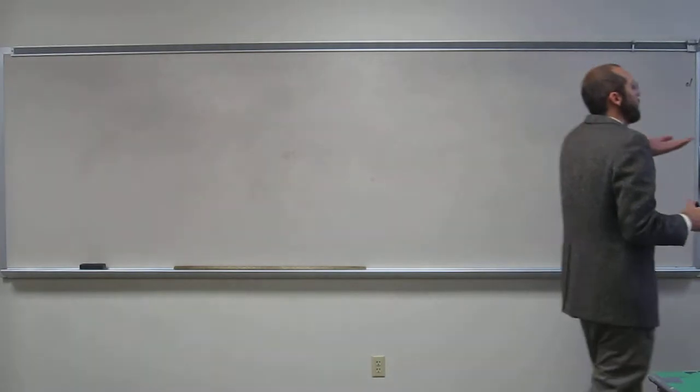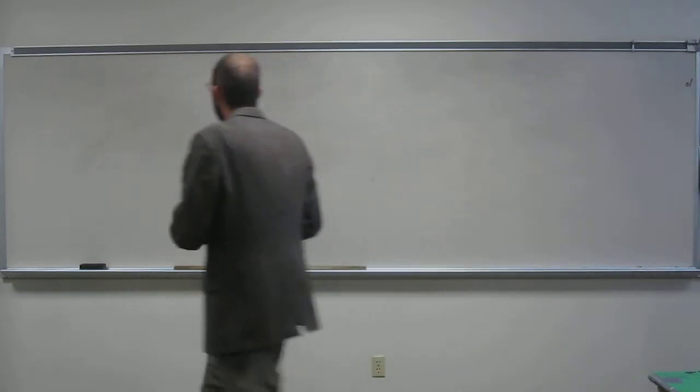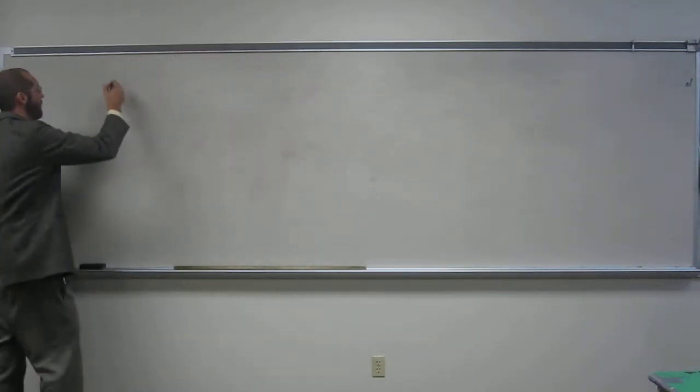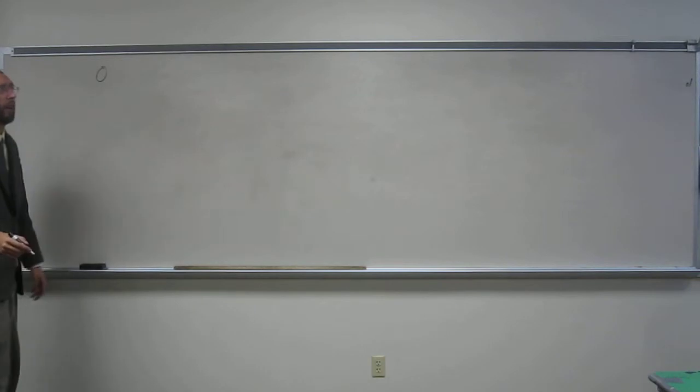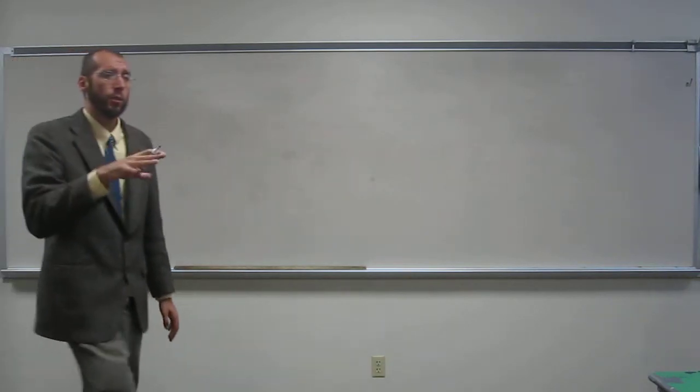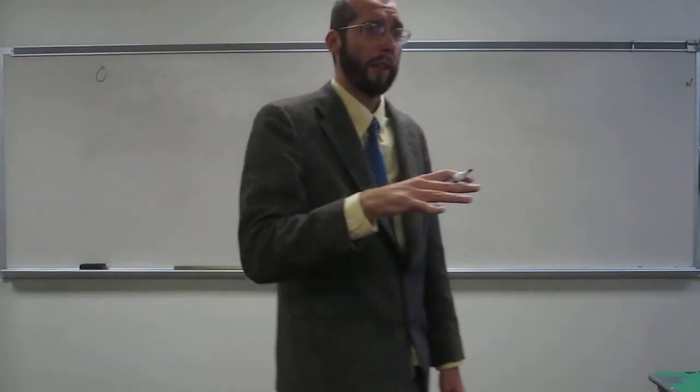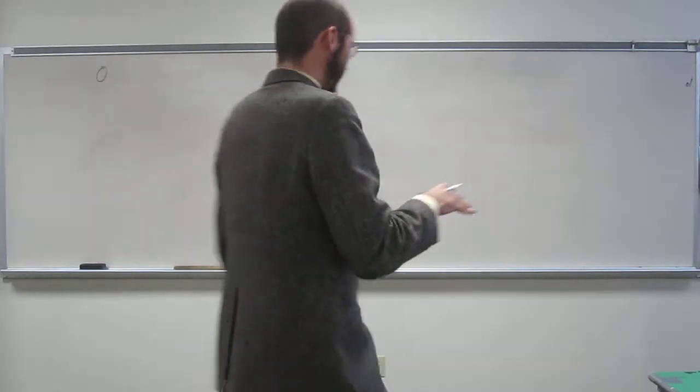Okay, so let's talk about quantum numbers really quick. Let's talk about giving the quantum numbers of, I don't know, we'll do the sixth electron for oxygen. Oxygen, the best way to do quantum numbers is to write the orbital diagram.